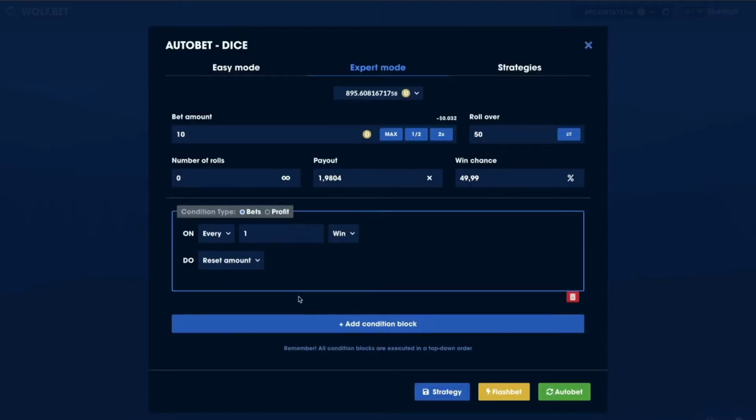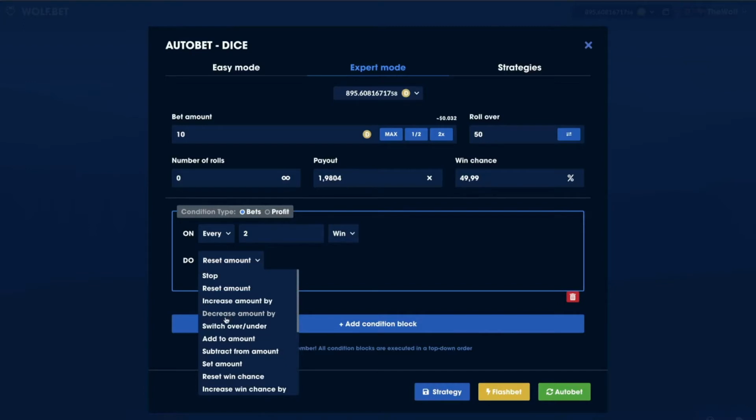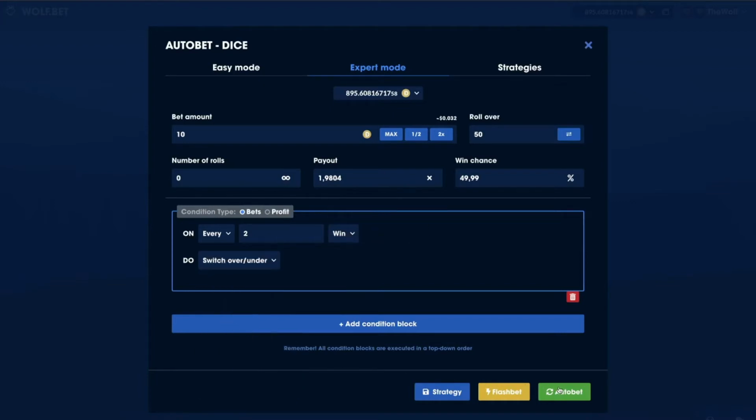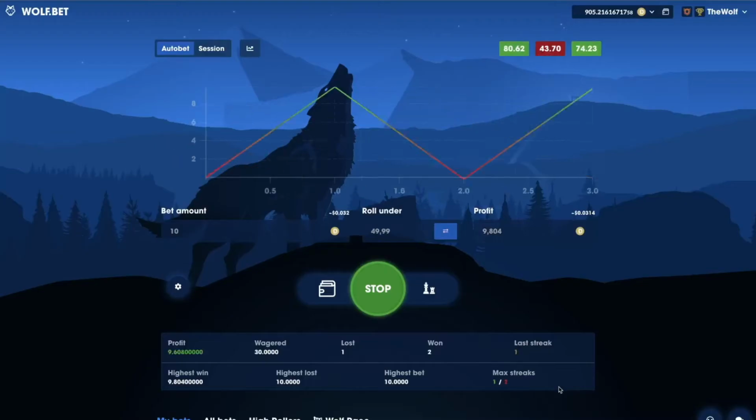First of all, keep in mind that "on" is when you want your action to happen. "Do" is the action you want to trigger. By selecting "on every", and I will type 2 wins for example, that means that every 2 wins the action will happen. I will choose an easy to understand action such as switch over under, which is an action that we explain on minute 5:25 if you don't know what it does. And we will start the Autobet so you can see how it works out.